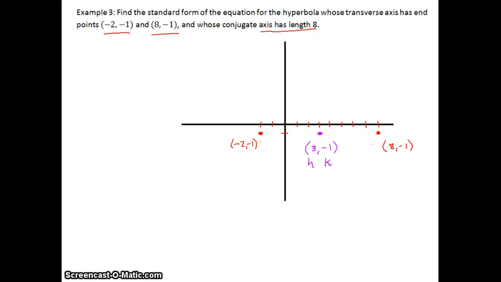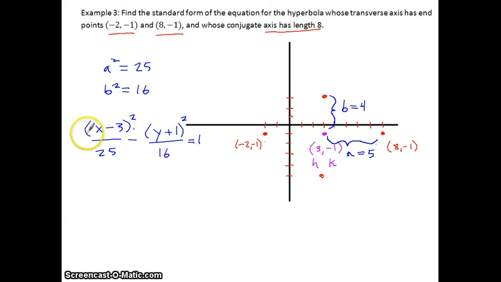This means that my (h, k) value is (3, -1), and if I want to find endpoints of my conjugate axis, because it has a length of 8, I simply need to go up 4 from the center and then down 4 from the center. This tells me a and b, which means that a squared is 25 and b squared is equal to 16. So I essentially have everything that I need for the equation of the hyperbola.